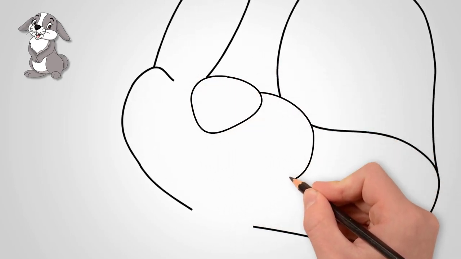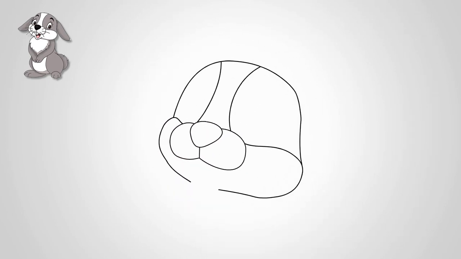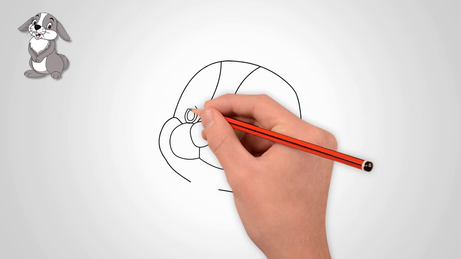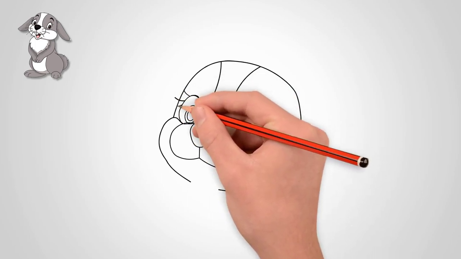Now let's draw two cheeks of a hare. They are big. We draw almost ovals. Let's draw a nose. It is a triangle with rounded corners. Draw two more ovals on both sides.